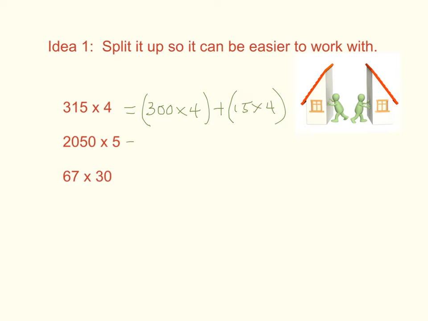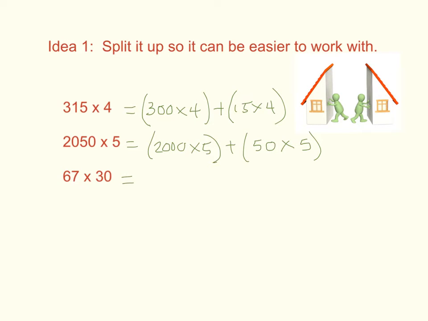How about 2050 times 5? Well, I think you could probably figure out 2000 times 5. 2 times 5 is 10. Add 3 zeros. And what's left over? 50 times 5. And of course, if that was money, that would be $2. In this case, it's 200. And then I just add those back together.